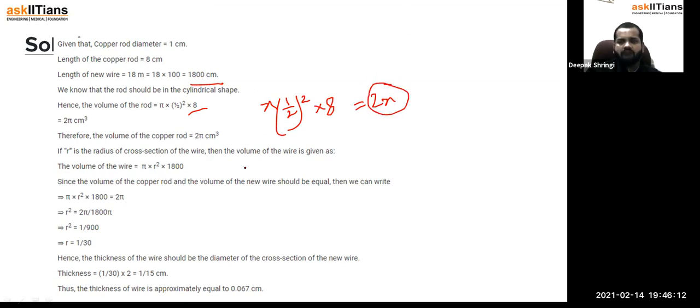Okay, and suppose that wire we have drawn has thickness T, or here in your solution this thickness is R. Okay, we have to calculate R. So your 2 pi will be equal to pi R square H. R is basically the radius of that whole wire, R square into H. What is H? H was given, 18 meter. 18 meter is just basically 1800 centimeter.